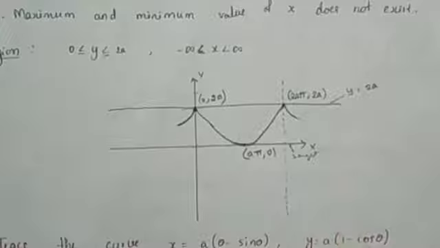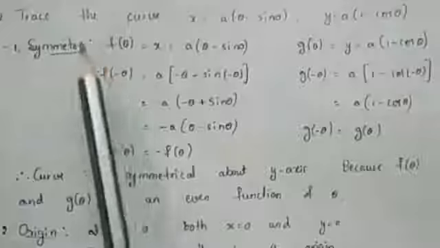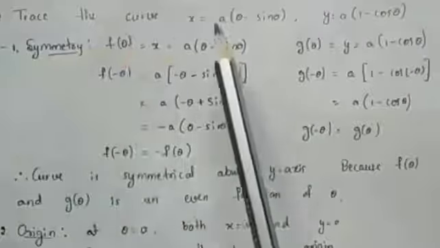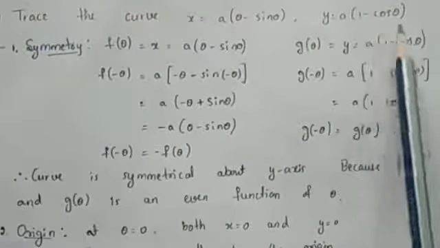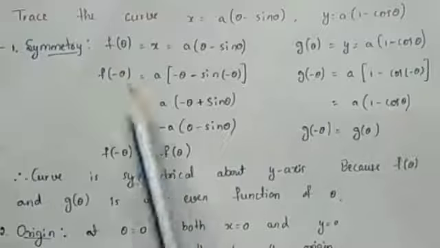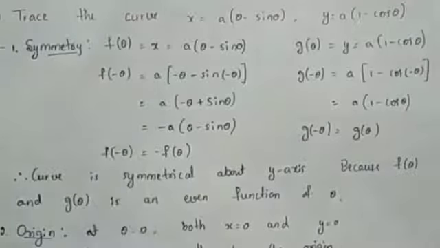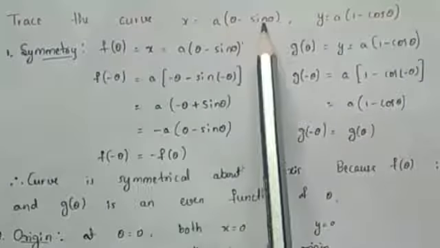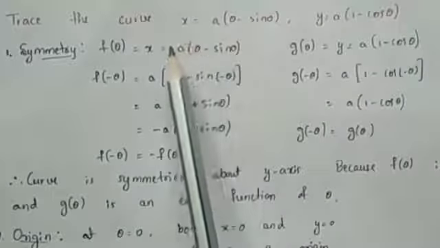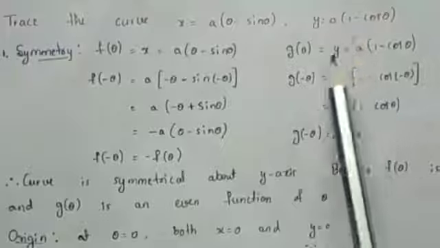Let me move on to the next problem. Trace the curve x is equal to a into theta minus sin theta and y is equal to a into 1 minus cos theta. The first point is the symmetry. Call x as f of theta, equal to a into theta minus sin theta, and call y as g of theta.